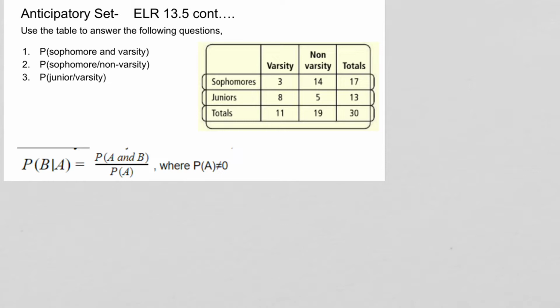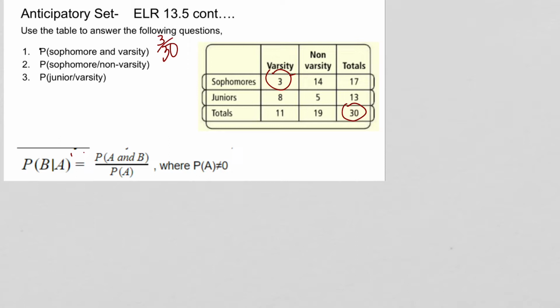So here's this table of sophomores and juniors playing varsity versus non-varsity sports. And they're asking us these three questions on the left. That capital P means probability. So let's see if we can find out the probability of a person being a sophomore and on a varsity team. So if we take a look, being a sophomore and on the varsity team, there are three of them out of the total of this whole table, which is 30 students. And you can reduce that if you like to 1/10.